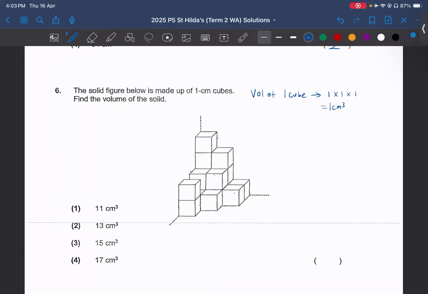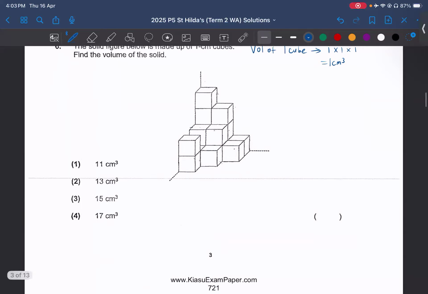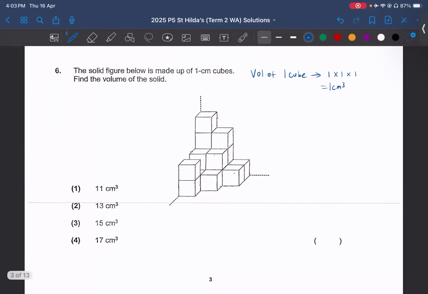So if we're able to count the number of cubes in this solid, we can just multiply by the volume of 1 cube to give me the total volume of the solid. So in this case, we proceed to count the number of cubes in this solid. First we start off with the tallest stack, which is the one at the back here. There is actually 1, 2, 3, 4. So this is the tallest stack with 4.